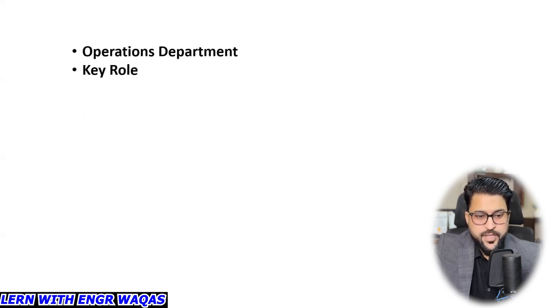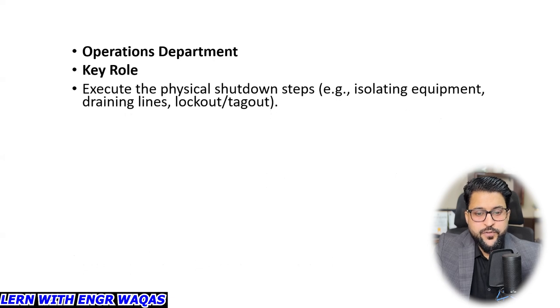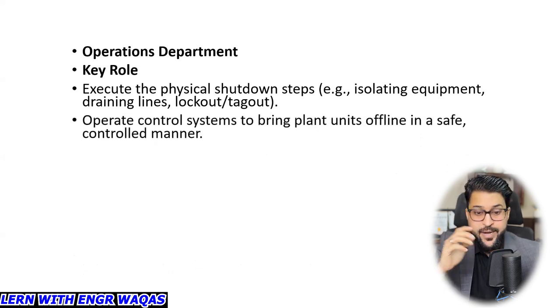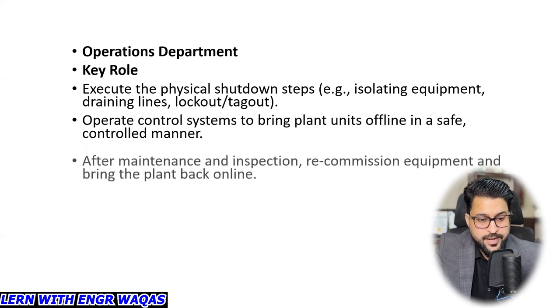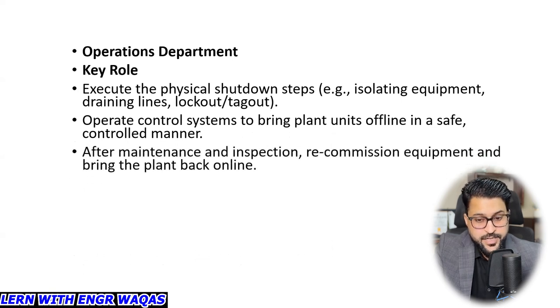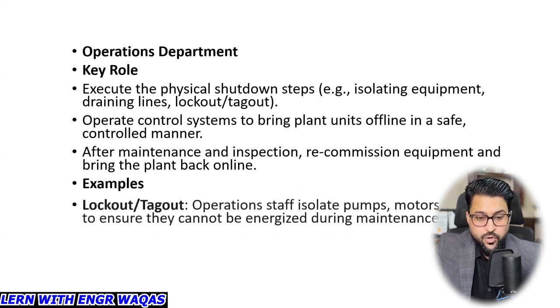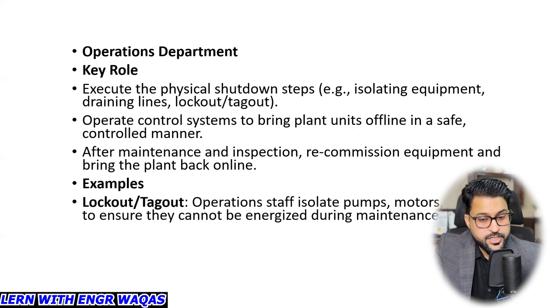Operation department, key role: execute the physical shutdown steps, isolating equipment, draining lines, lockout, LOTO system, and operating the control system to bring plant units offline in a safe controlled manner. After maintenance and inspection, recommission equipment and bring the plant back online. LOTO system, lockout, tagout: operation staff isolate pumps, motors, or valves to ensure they cannot be energized during maintenance.